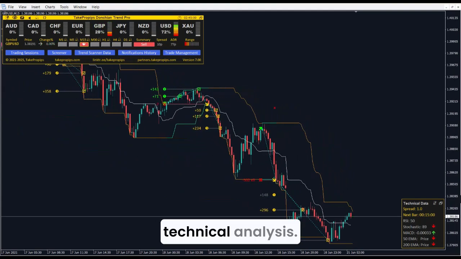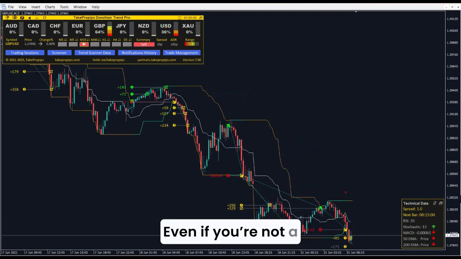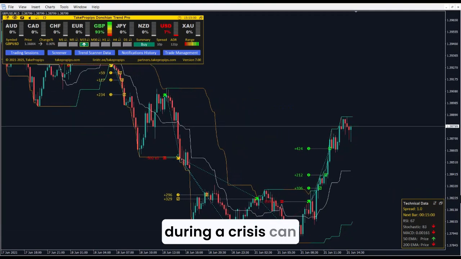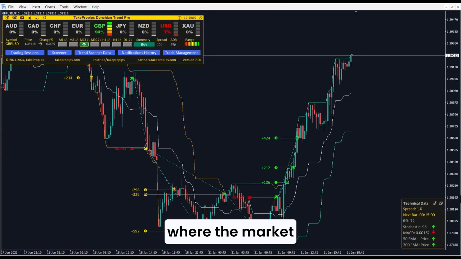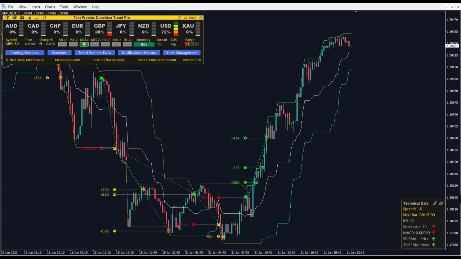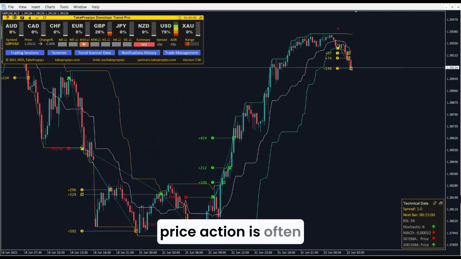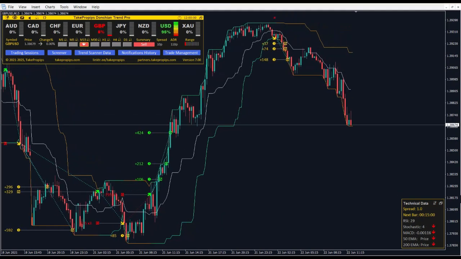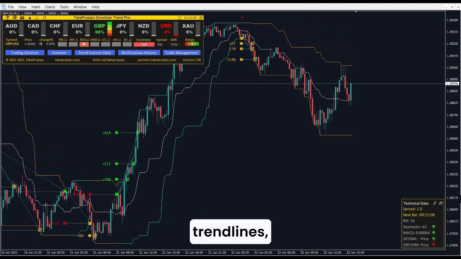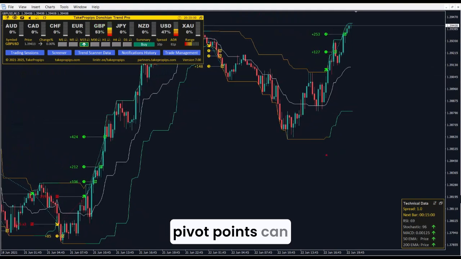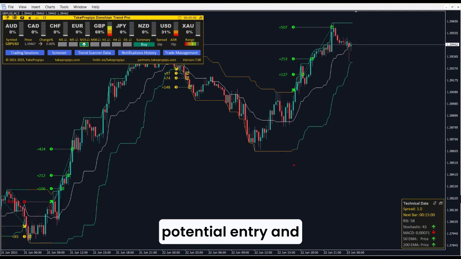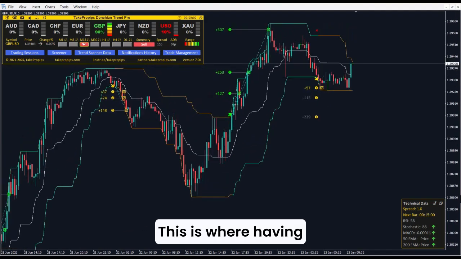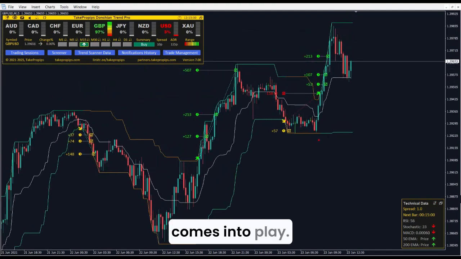Now, let's bring in technical analysis. Even if you're not a chart expert, understanding support and resistance levels during a crisis can give you clues on where the market might stall or reverse. After a disaster, price action is often erratic, but those zones can act like psychological barriers. Tools like automated trend lines, Fibonacci retracements, or pivot points can help you identify potential entry and exit points, especially during volatile swings.